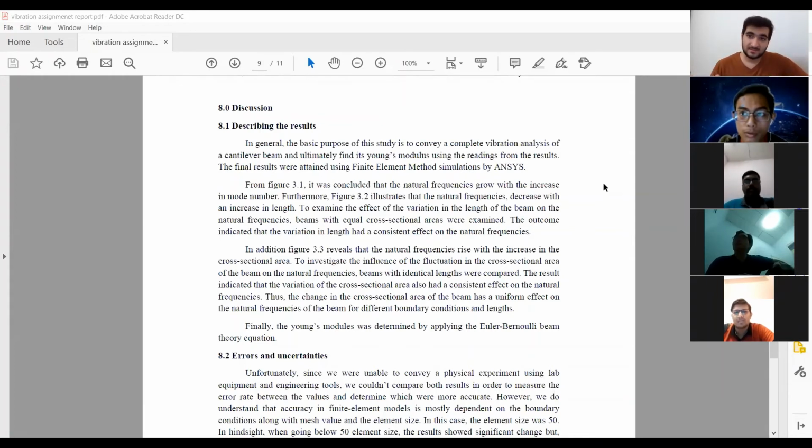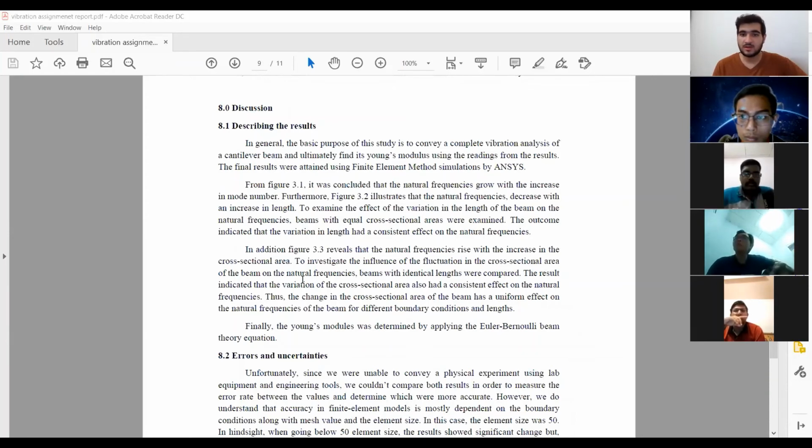For the next experiment that we did, this time the length was equal for all of the specimens, but the cross-sectional area was changed. When we made this change, we found that the natural frequency actually rose with the increase of the cross-sectional area. So the three factors that affect the natural frequencies are the mode numbers, the length, and the cross-sectional area.